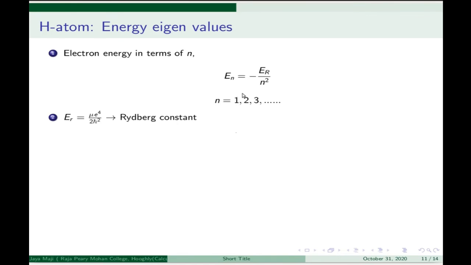And here ER is the Rydberg constant, a popular unit of energy in atomic physics, and this ER is mu e to the power 4 by 2 h cross square. So the remarkable fact is that this energy series is the same as the energy bound state series found by Niels Bohr in his atomic model.